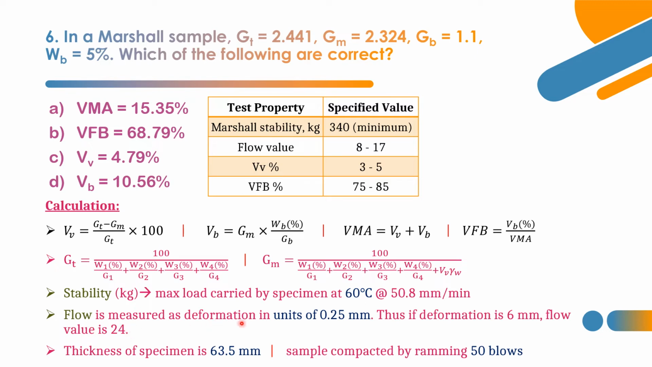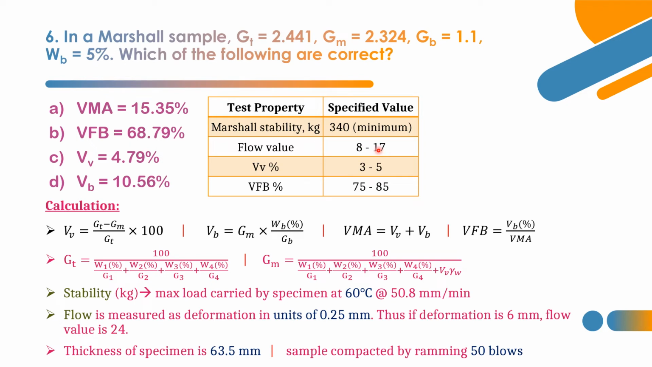Flow is measured as deformation in units of 0.25 mm. So if the deformation is 6 mm, flow value shall be 24. So here flow value is specified as 8 to 17.